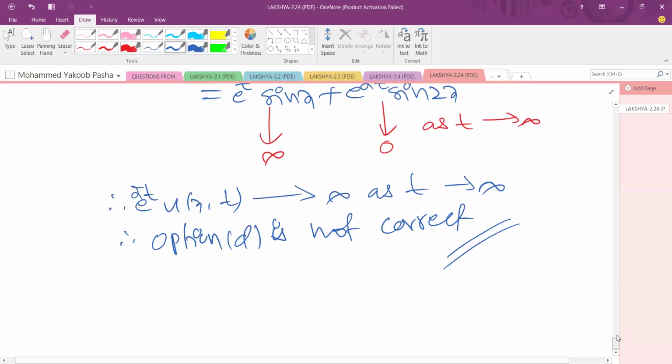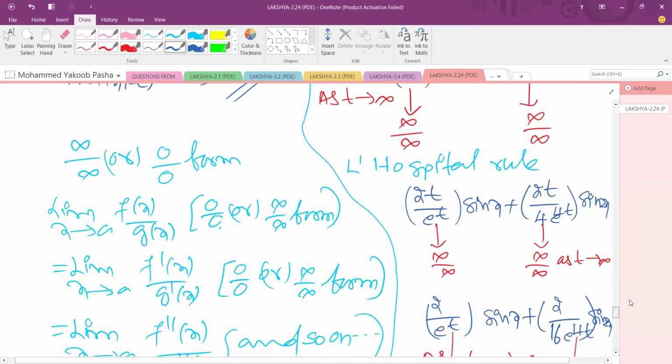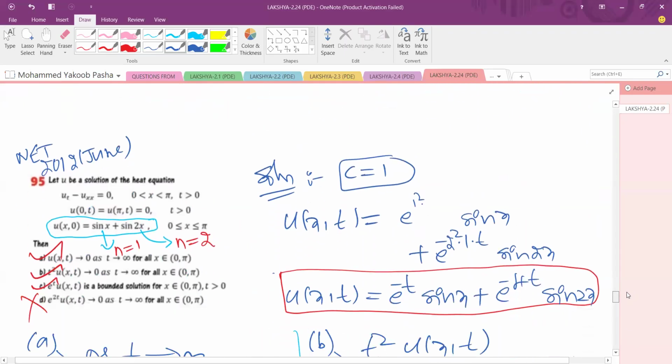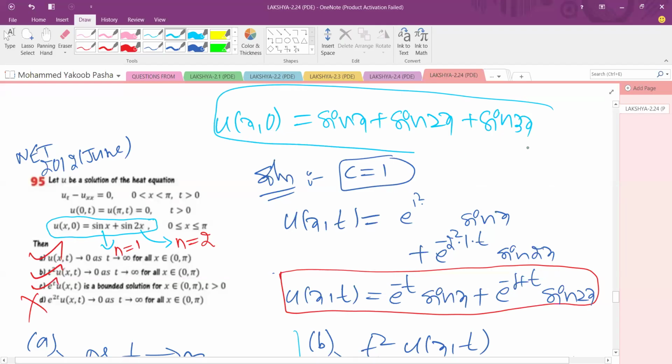Is it clear? This is CSIR NET 2012. In December 2012 the same problem was given, but here the initial condition is given as u of x comma 0 equals sin x plus sin 2x plus sin 3x. You can do this problem easily by applying the same logic.